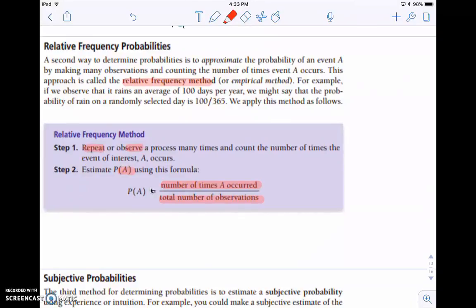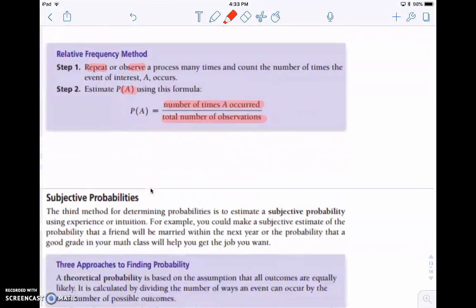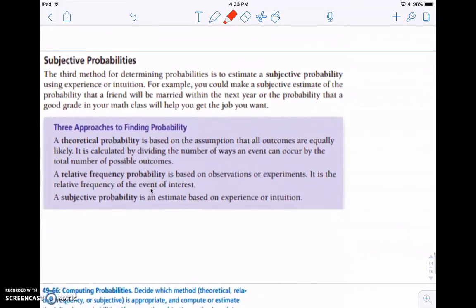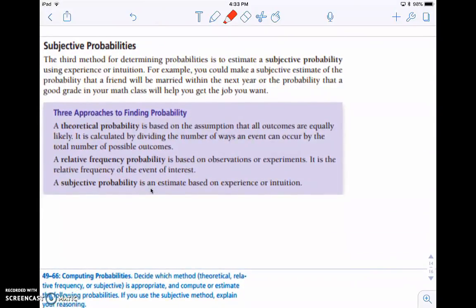So if you were to flip a coin 100 times and say 47 out of the 100 were heads, then you'd say the probability of getting a heads is 47 out of 100, and this is what we call a relative frequency method, and it's an estimation of that probability. The larger your number of observations gets, or the more times you do your experiment, the closer this relative frequency method gets to the actual theoretical probability. Okay, the subjective probabilities are a little bit more vague, not as reliable.